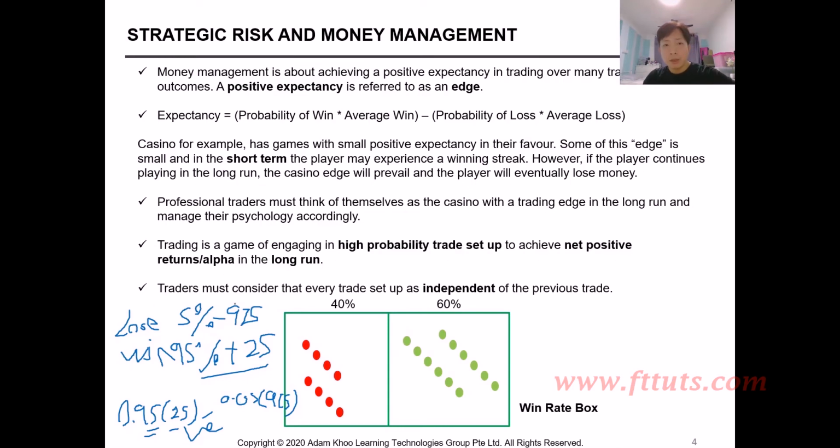Professional traders like us want to think of ourselves as the casino with the edge in the long run. When we play the market, we decide when to go in, and we only go in when we see a high probability trade setup, to achieve a net positive alpha in the long run. Based on my experience and the experience of my students, we can achieve positive returns in the long run by following not just the strategy, but also the risk management concept on position sizing, and having the right mental psychology to manage the trade.